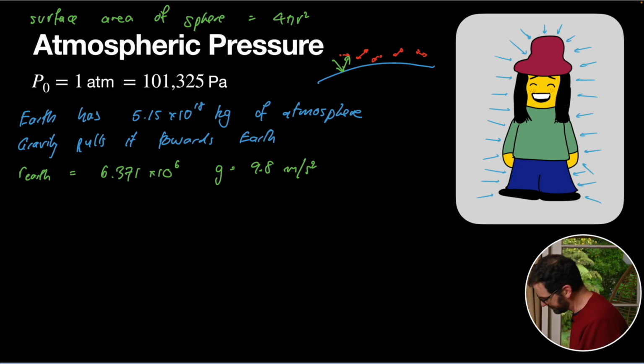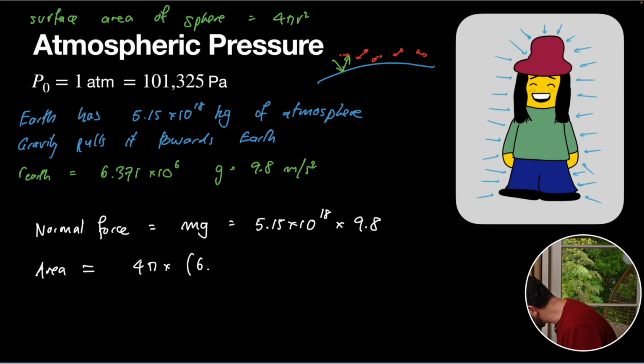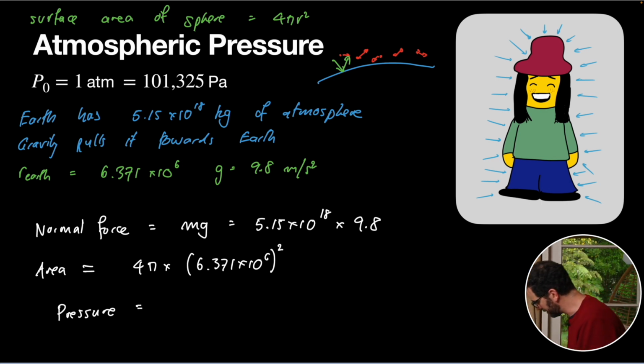So normal force will balance the weight force, so it will have a magnitude of mg, which will be 5.15 times 10 to the 18 times 9.8, and the area will be 4 pi times 6.371 times 10 to the 6, notice I'm in meters, squared, and so the pressure, which is matching this normal force, is equal to that force divided by that area.